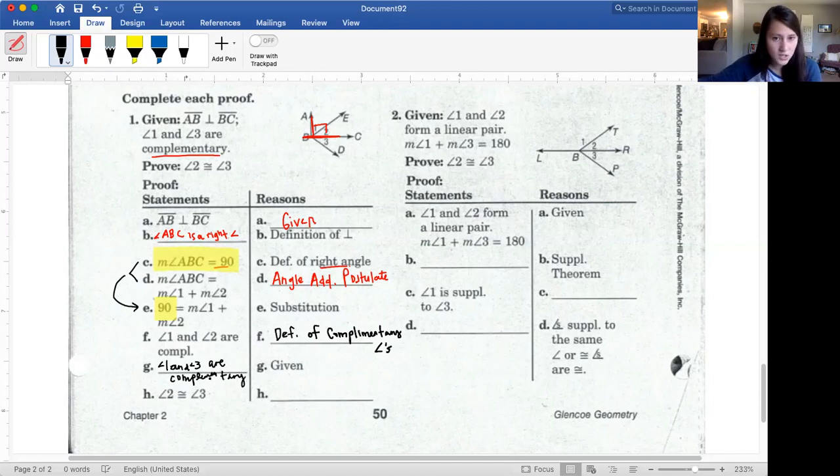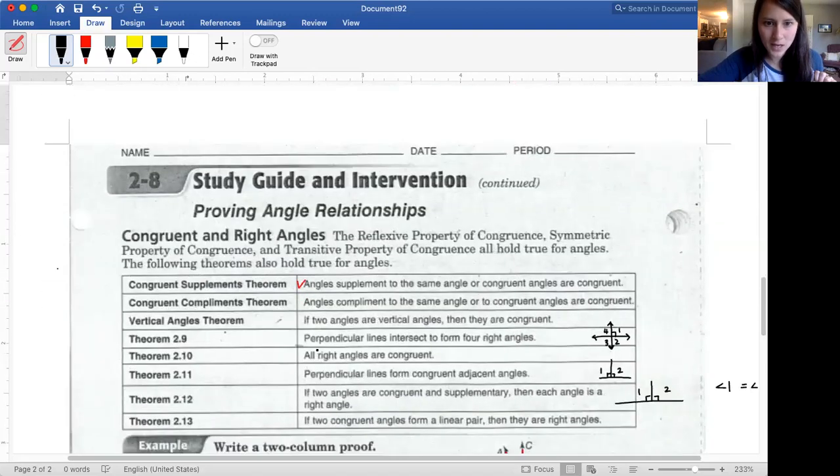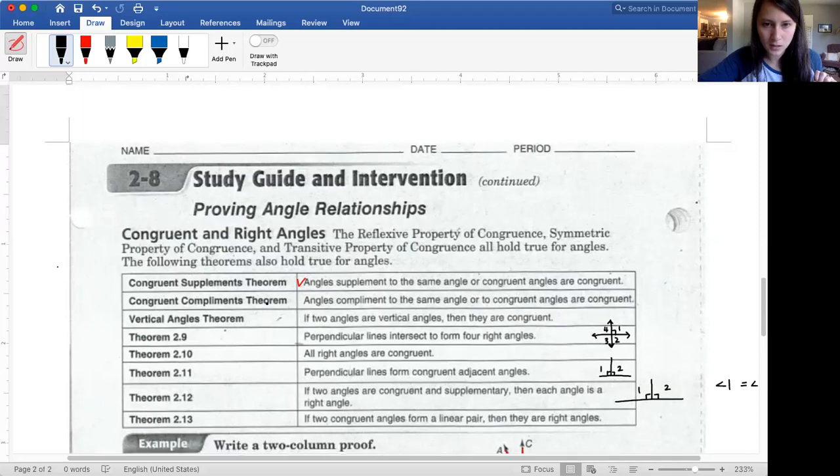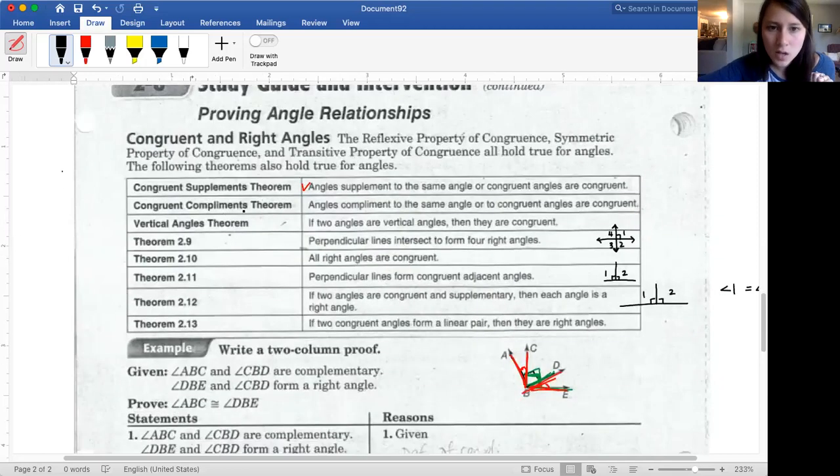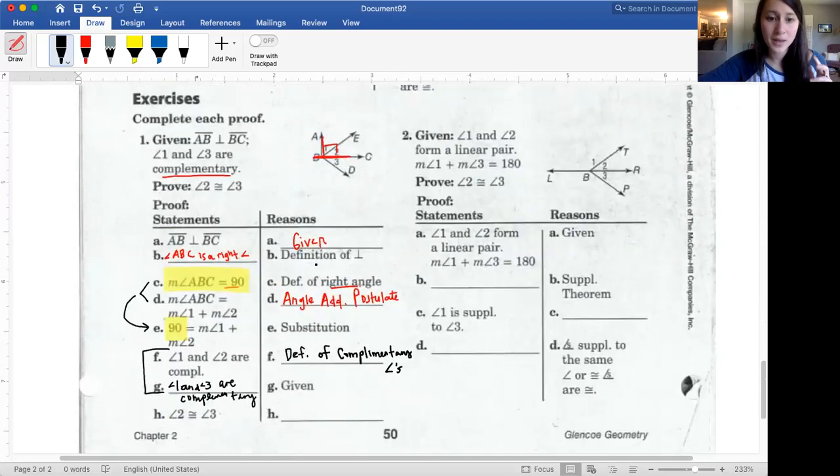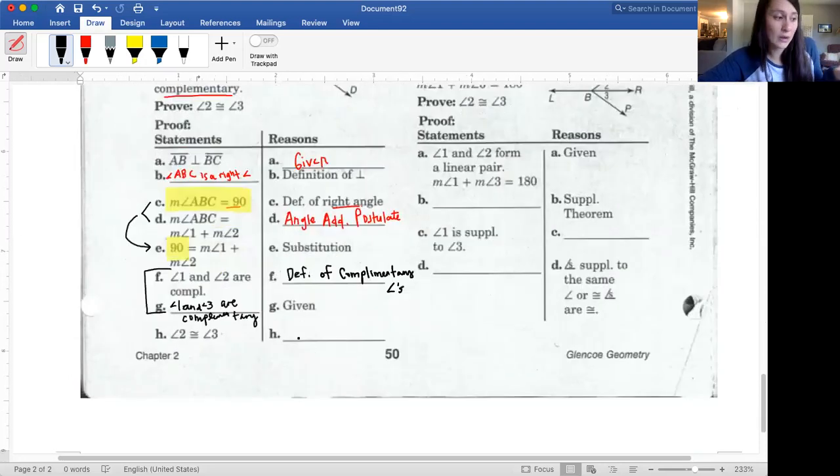Okay, something interesting is going on. If I have angle 1 and 2 as complementary, and then 2 and 3 are complementary, step F and step G basically describe to me the theorem that was said up here, right? The congruent complement theorem. So instead of saying the congruent complement theorem, I'm going to describe it. And then basically what I've done here is I've proven how the congruent complement theorem works.